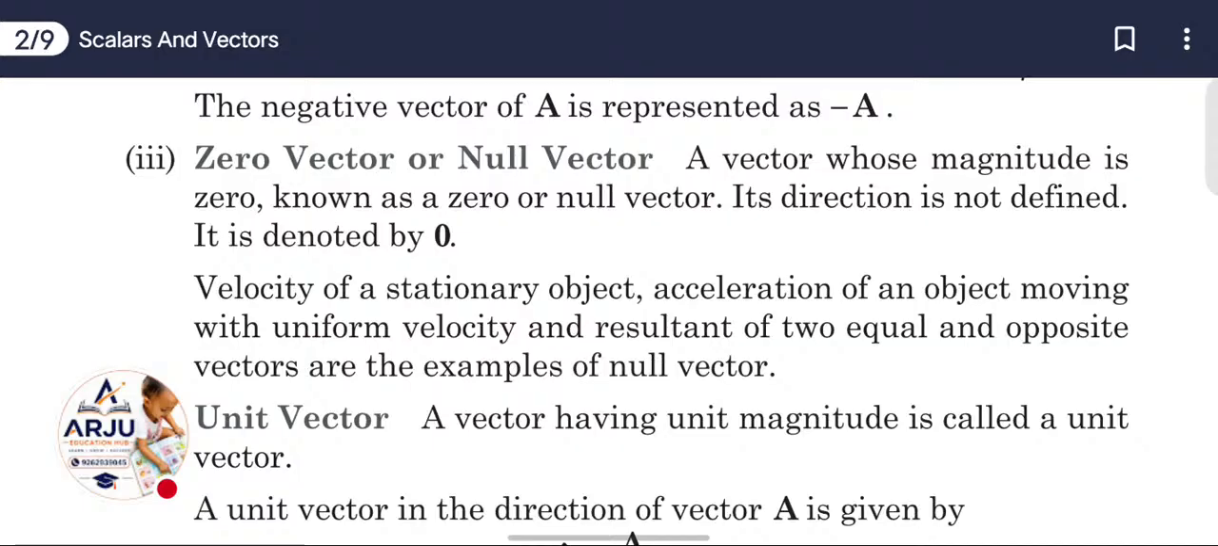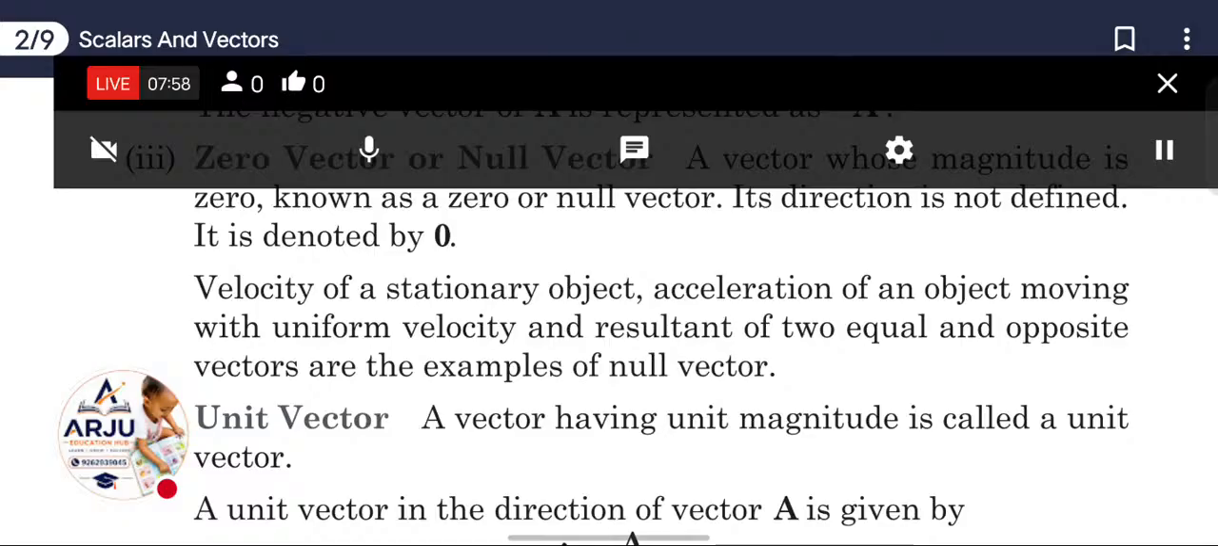Velocity of a stationary object, or acceleration of an object moving with uniform velocity, and the resultant of two equal and opposite vectors are examples of null vectors.